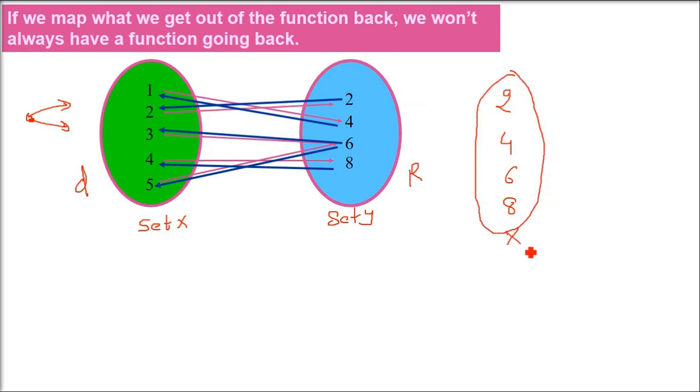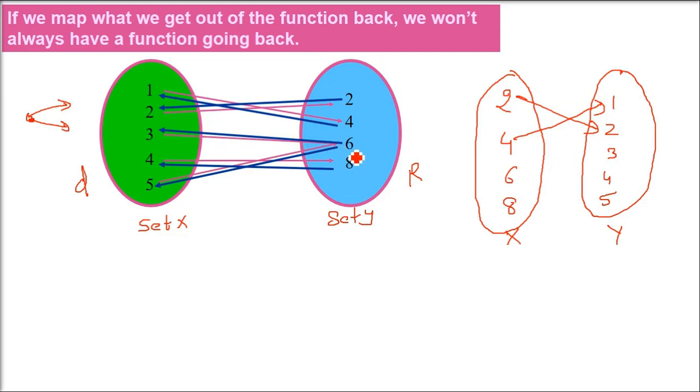2, 4, 6, it is our set Y. I am writing it as set X now or set A. Set Y I am writing because it was earlier set X. What is the reverse mapping? Which is the inverse mapping. So 2 is mapped to 2. 4 is mapped to 1. 6 is mapped to 3. 6 is mapped to 5. 8 is mapped to 4.